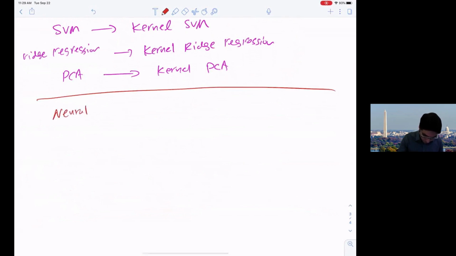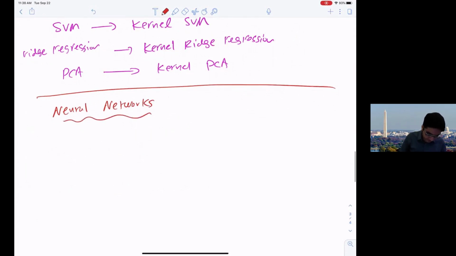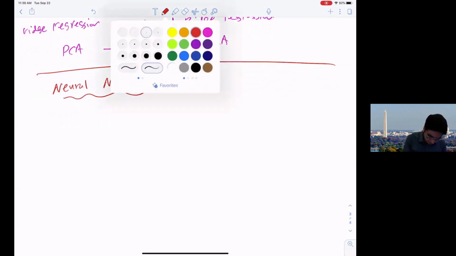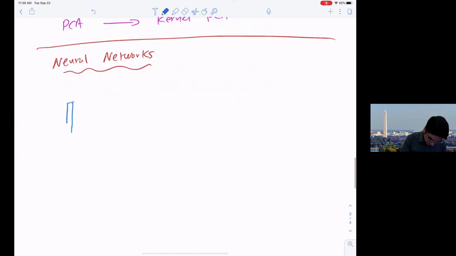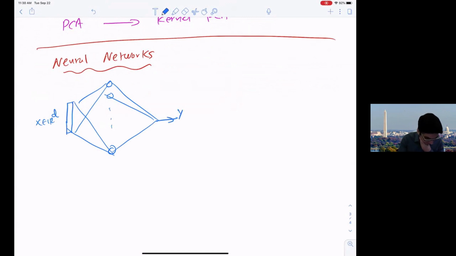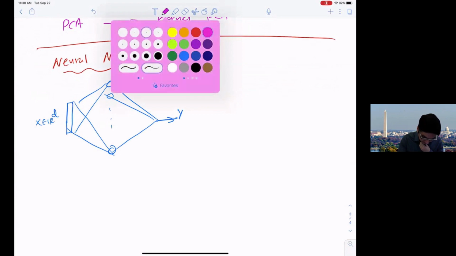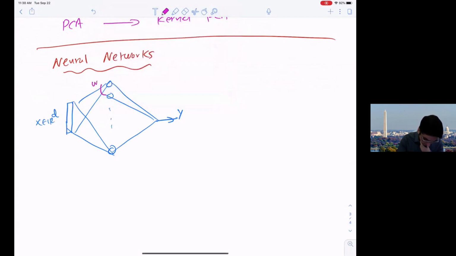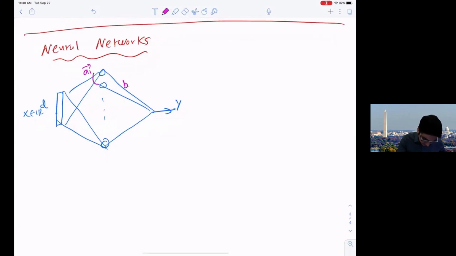So now let's talk about neural networks, right? That's the main focus here. Let's start with a simple neural network with D dimensions as its input, and with only one hidden layer, and I have a single output. This is my Y. Let's define some notation. The input weights to the neurons I'm going to refer to with a_i's. These are vectors in dimension D.